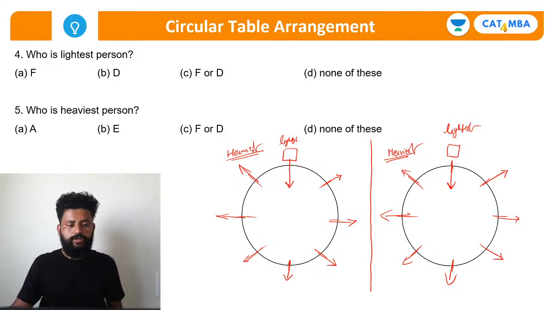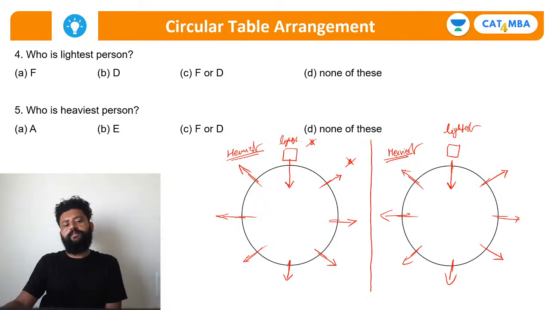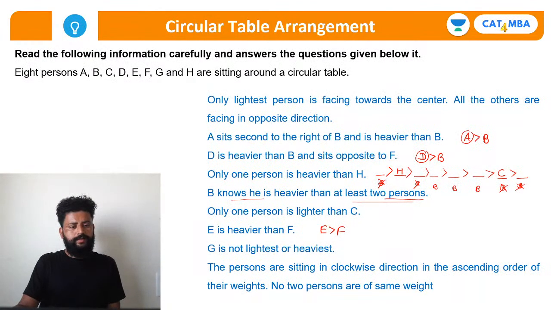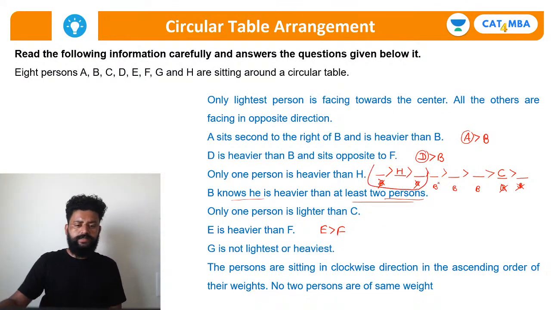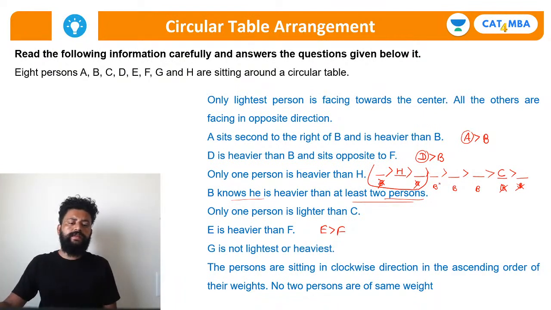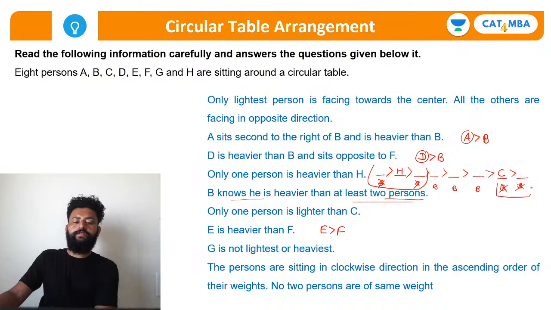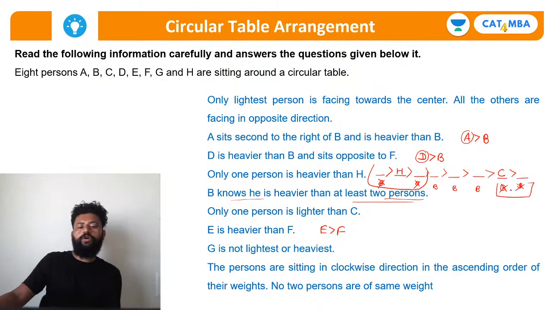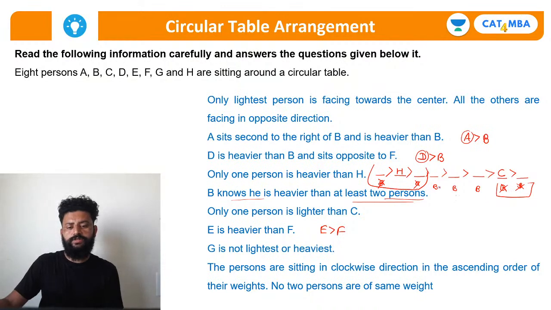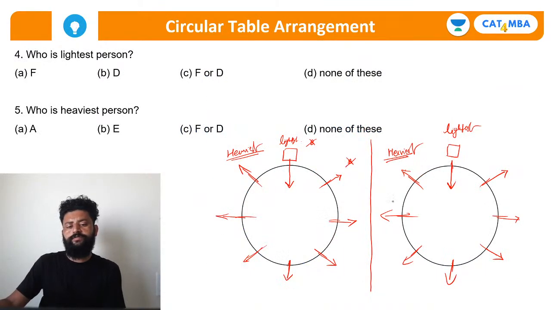B knows he is heavier than at least 2 persons, means here it cannot be B, here it cannot be B. B is lighter than 3 persons, that's what we concluded, that B is not going to be in the highest 3 and not in the lowest 2. So there are only 3 possibilities. If you start from the lowest, then third, fourth, fifth. It can be here, can be here. These are the only 3 possibilities.